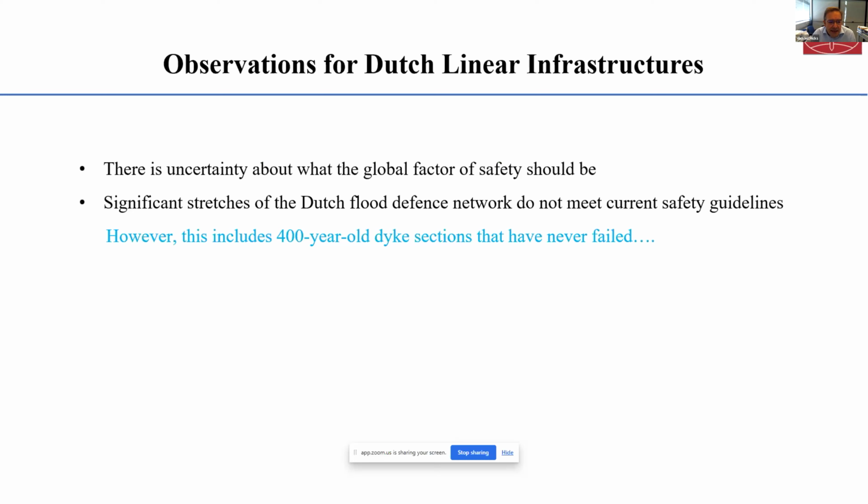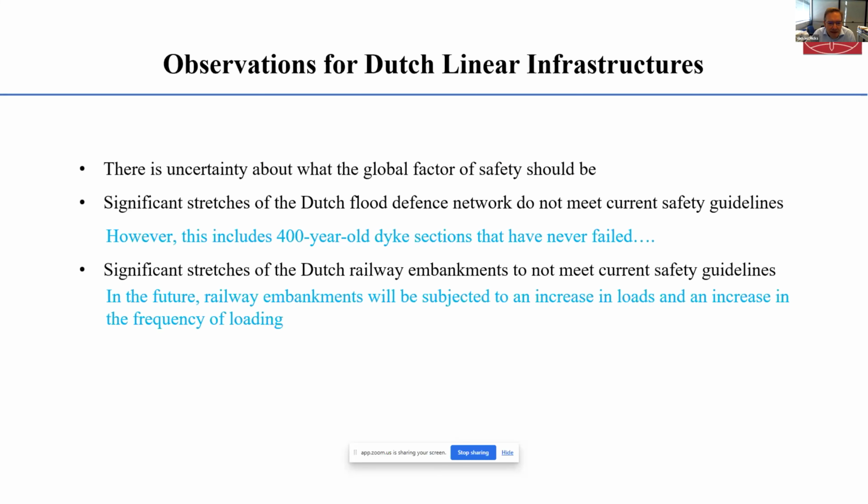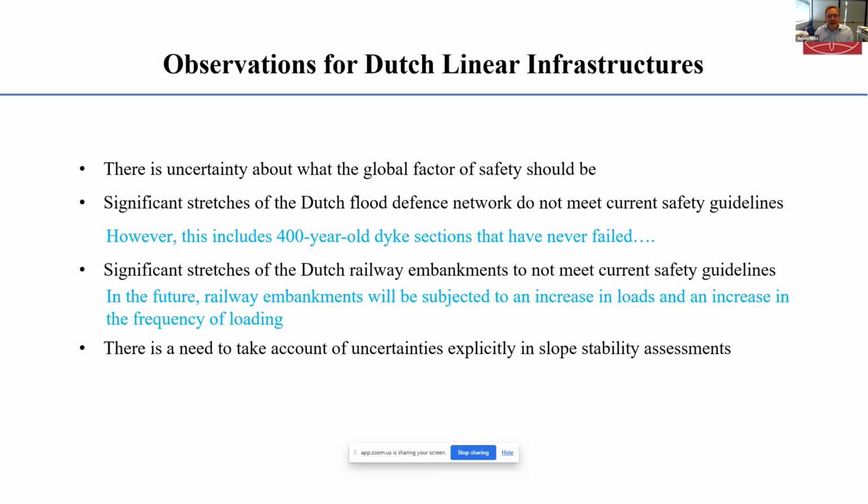What I could say is that significant stretches of the Dutch flood defense network do not meet current safety guidelines. However, this includes, for example, 400-year-old dike sections that have never failed. So something isn't quite right somewhere. Following a similar theme in the Netherlands, there are also significant stretches of the Dutch railway embankments that do not meet current safety guidelines. And in the future, railway embankments will be subjected to an increase in loads and an increase in the frequency of loading. So there is a need to take account of uncertainties explicitly in slope stability assessments.